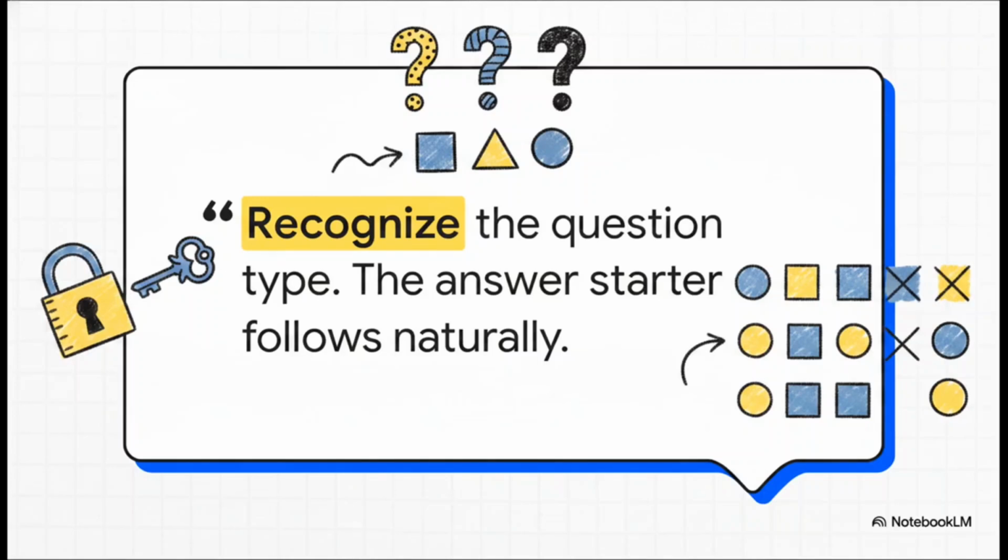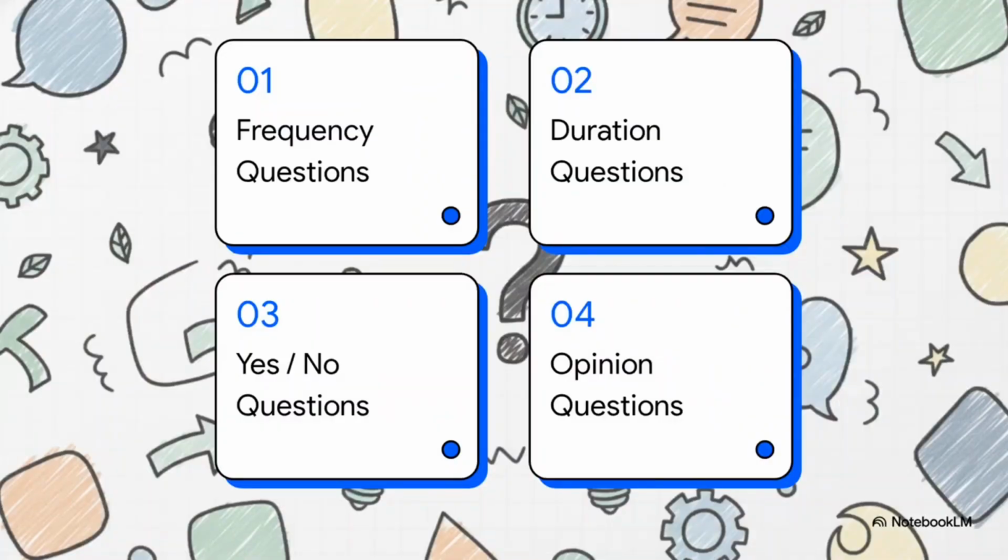Think of the examiner's question as a lock, and the first few words of your answer as the key. If you can just spot the keywords the examiner uses, generating a natural, high-scoring answer starter becomes completely automatic. You don't even have to overthink it. You just react to the pattern. Today, we're going to systematically apply this secret framework to 4 specific question types to prove exactly how this transformation works. We'll be looking at frequency questions, duration questions, yes and no questions, and finally, opinion questions. Let's get right into it.